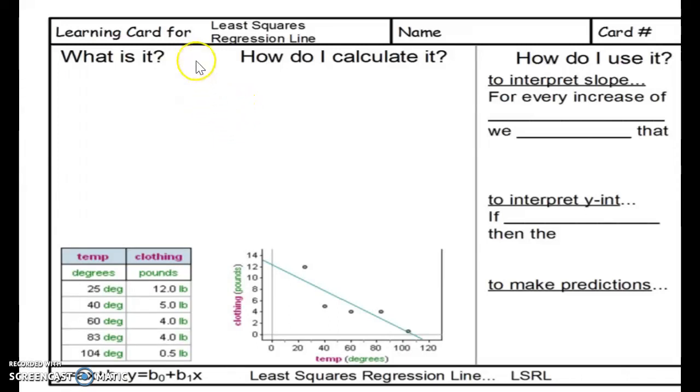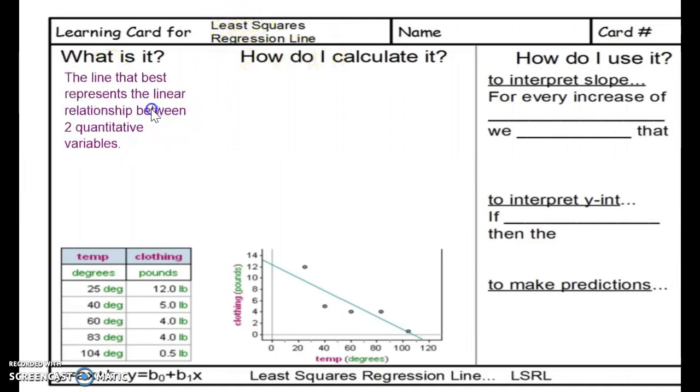All right, let's start filling out our learning card for our least squared regression line. Now, the least squared regression line has some other names. Sometimes it's called the line of best fit or a linear model, or maybe it's called a regression equation. But we're going to call it the least squared regression line for this learning card.